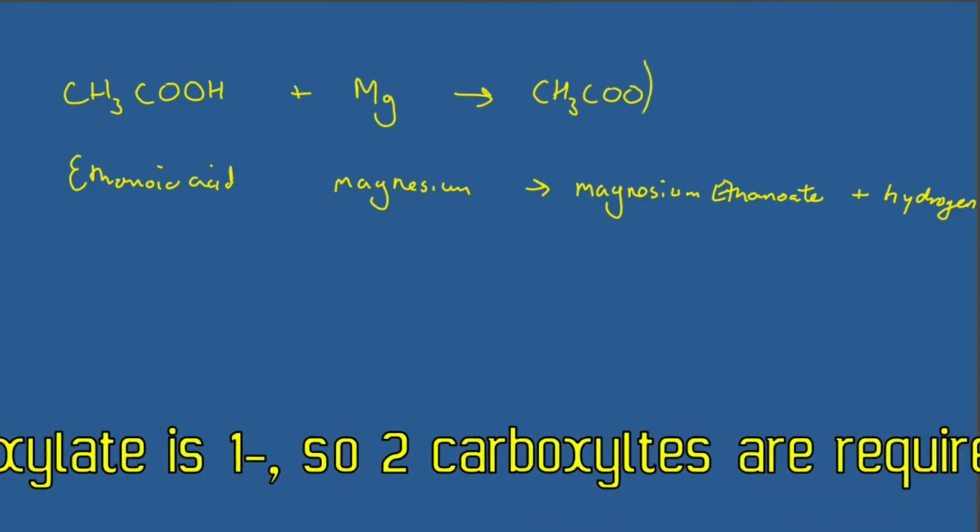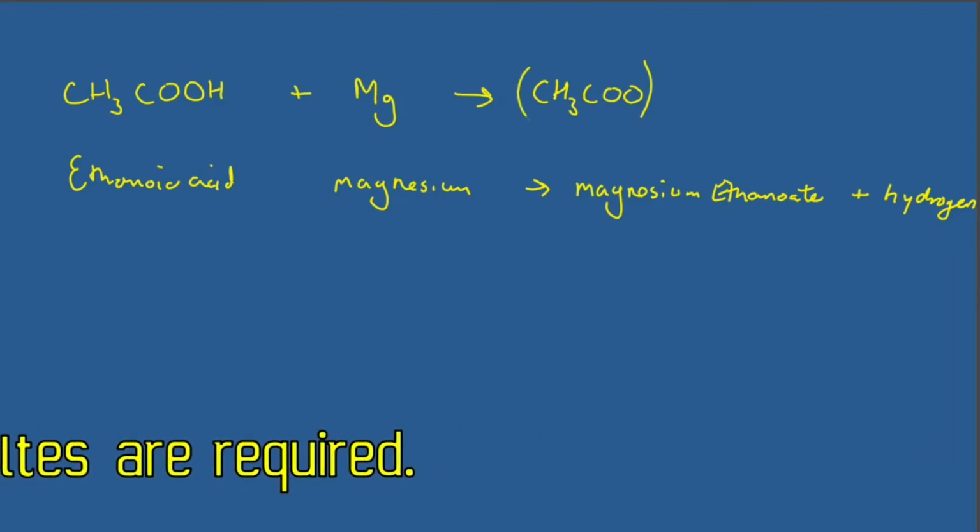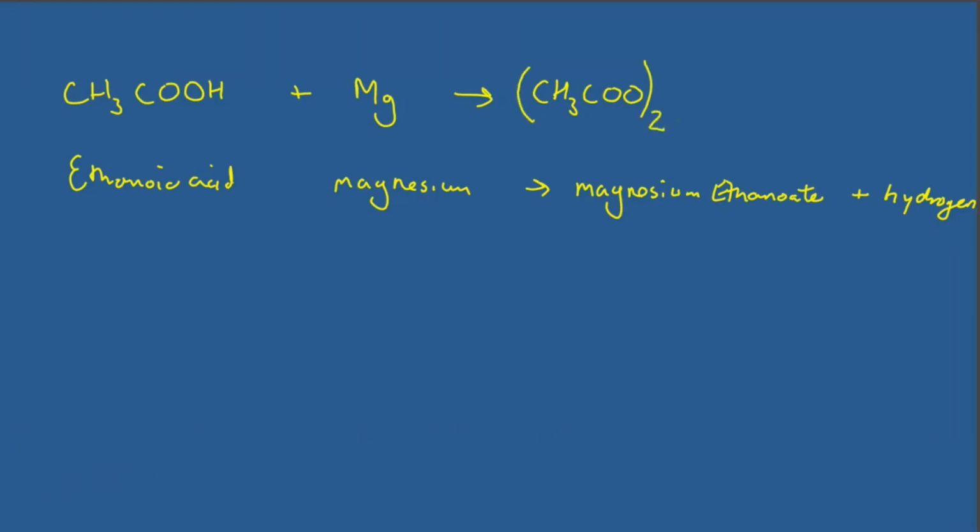So what we're going to need is 2 lots of these for every 1 magnesium. Just like you would do if it was a nitrate or something like that, you would show the anion in brackets and say the number of them that you'd have next to it. And then we've just got the magnesium there. You could write Mg(CH3COO)2 like that. As long as you've got those brackets, happy days.